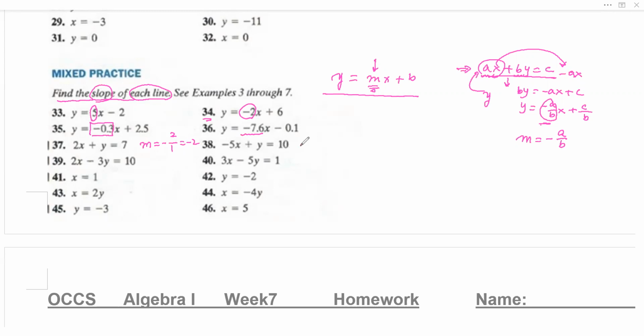For this one, negative A is negative 5 over B is 1, so it's 5, right? For this one, negative A is 2 over B, so it's positive 2 over 3, right? For the 40, slope M is negative A over B, so here it is 3 over 5.